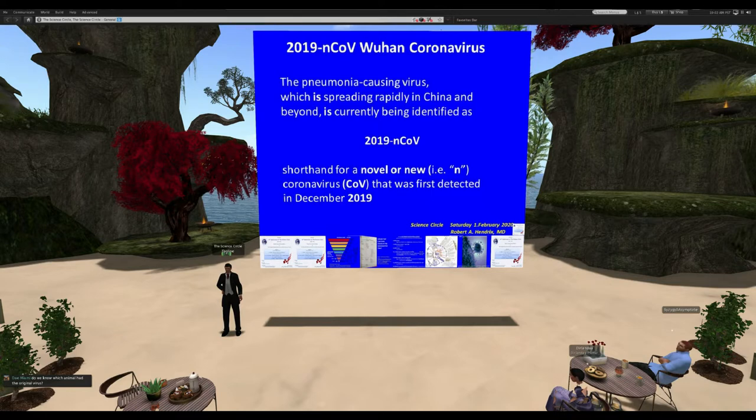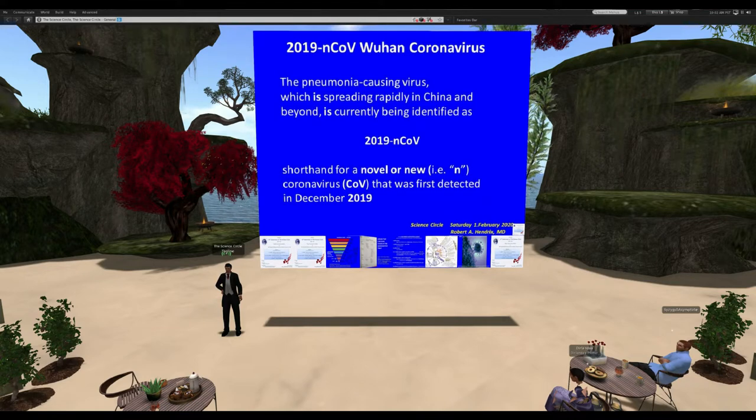Yes, I am going to talk about that in a bit, Dave. And N stands for new or novel. The usage of the modifier N is not unique to this particular virus. It's used with other coronaviruses as well. And of course, COV refers to coronavirus. So that's the basis of the name.